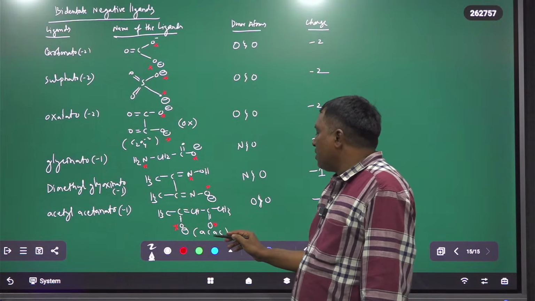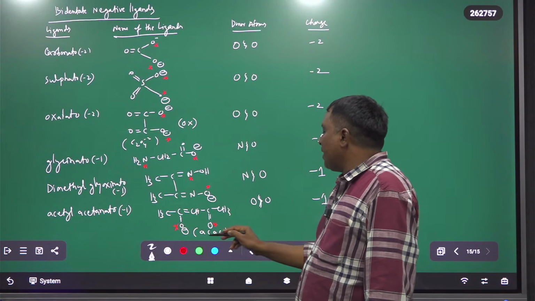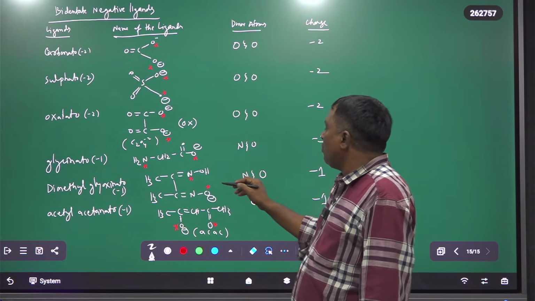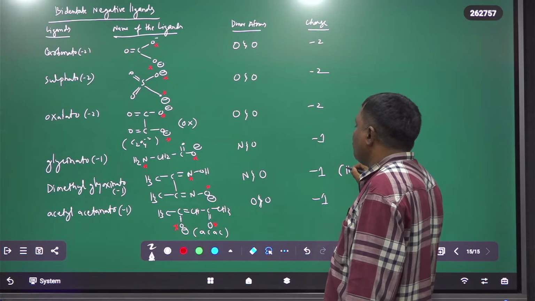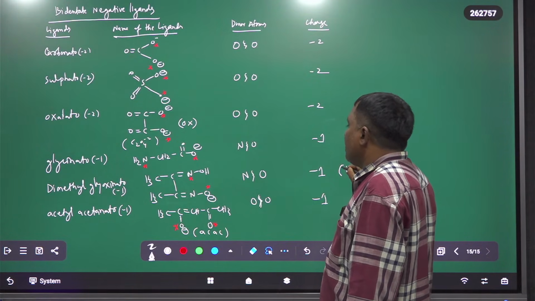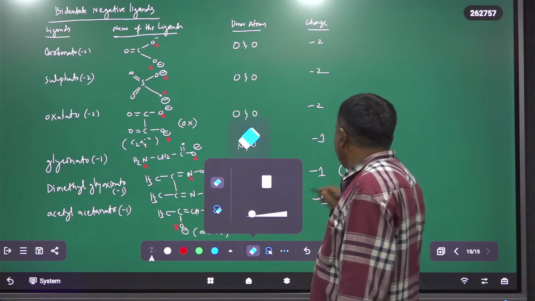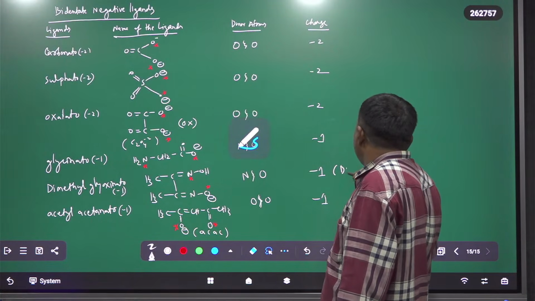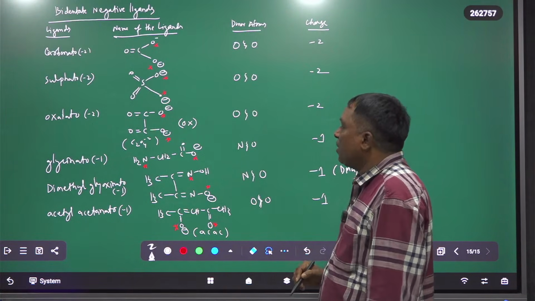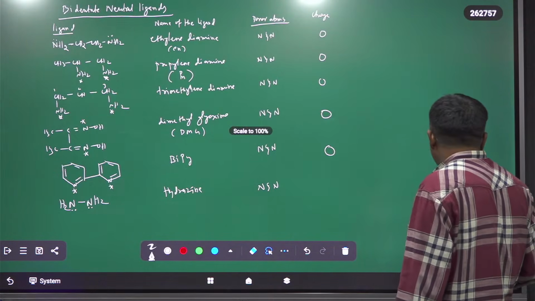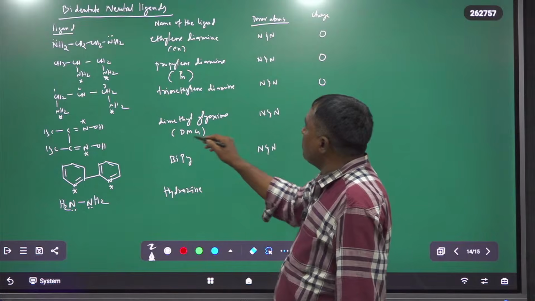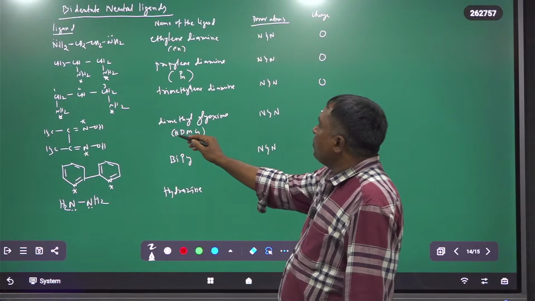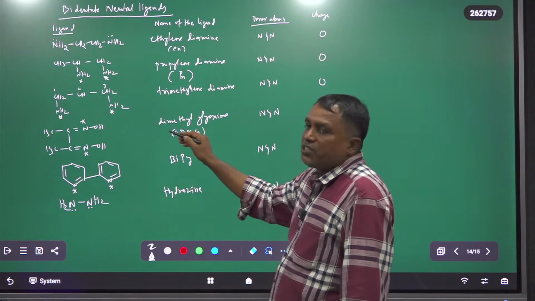Acetylacetonato, the abbreviation used in the complex compound, is acac. This is dimethylglyoximato, and the abbreviation used in the complex compound is DMG. Whereas in the case of this one, it is HDMG. HDMG is the abbreviation used in the complex compound.